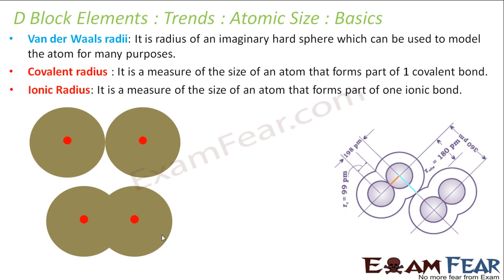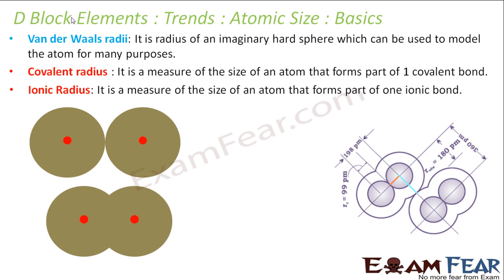So the van der Waals radius is big. For example, in this case, these two atoms are not linked together, so the van der Waals radius is the blue one. And in this case, these two atoms are bonded together, so the radius is the red one. You can see there's a difference between the red and the blue. The blue one is bigger, the red one is smaller.